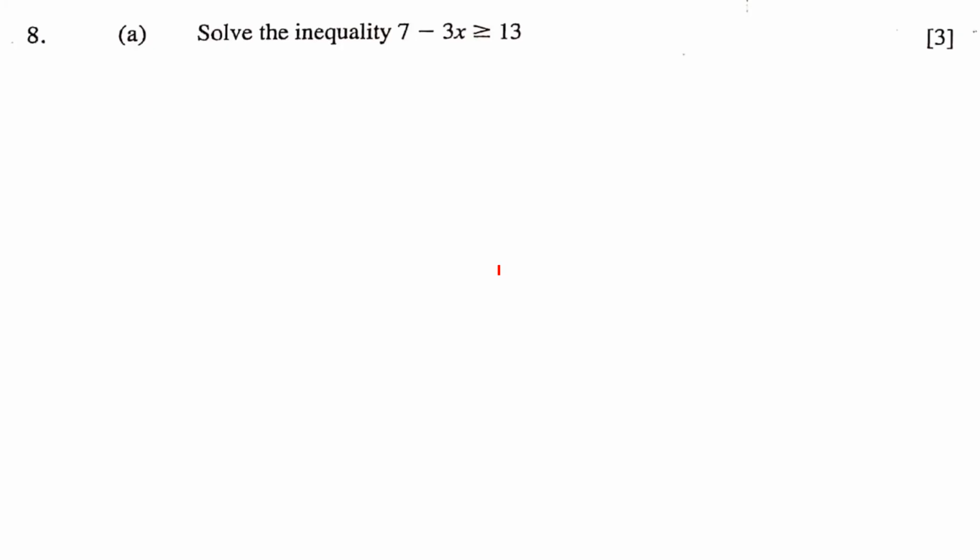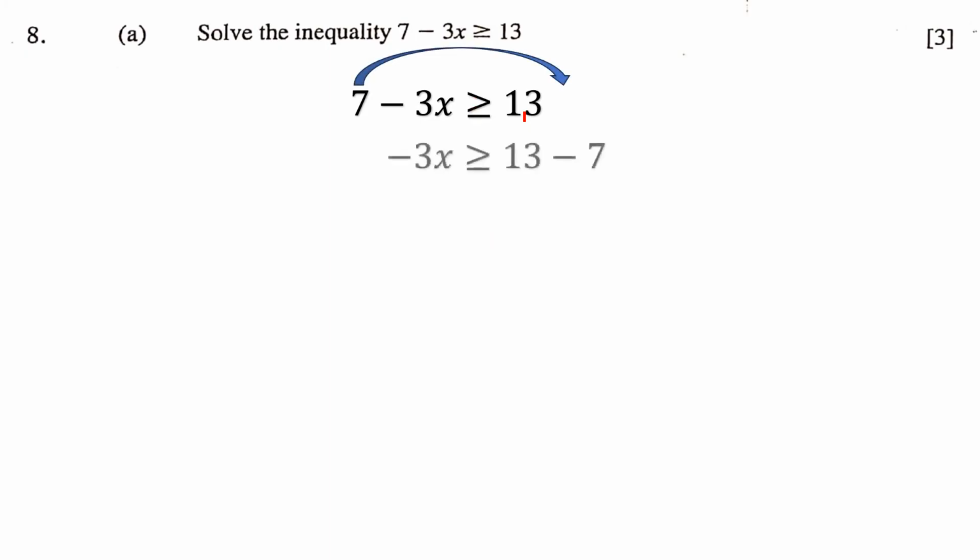All right. Next question, this is question number 8a. It says, solve the inequality. We have 7 minus 3x is greater than or equal to, that's what the sign means, greater than or equal to 13. The first thing we're going to do is send the 7 over. When we send the 7 over, it's going to be equal to negative 3x. So the next line we're going to write is negative 3x is greater than or equal to 13 minus 7. Why is it minus 7? Because it was a positive 7. When we send it over, it becomes a minus 7.